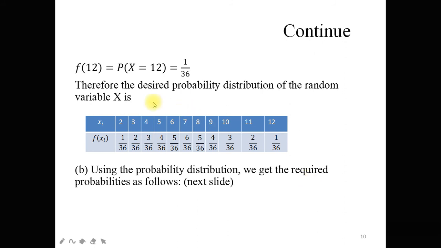And probability when X is equal to 12, meaning sum of darts equal to 12. In this case we have only one outcome, 6 and 6. So 6 plus 6 is equal to 12, and the probability is equal to 1 over 36.